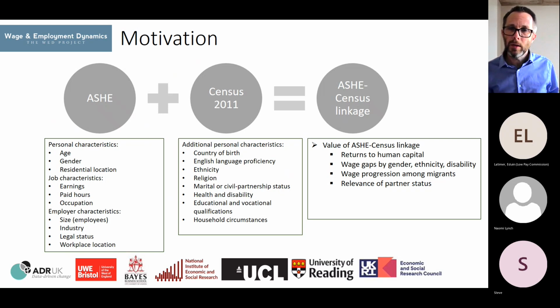Because you've got these various personal characteristics, you can look at wage gaps by not only gender, but also ethnicity and disability. And when I show you some illustrative analysis later, it will be focused on ethnic wage gaps. Of course, because you've got a country of birth indicator in the census, you have the potential to use the ASHE-Census dataset to look at wage progression among migrants. And of course, you could look at things like how important is it whether the partner's in work? How does that shape the individual's earnings? Okay, so I hope you get the sense of what we're trying to do here through this linkage, essentially adding many new personal characteristics onto ASHE which aren't there at the moment.